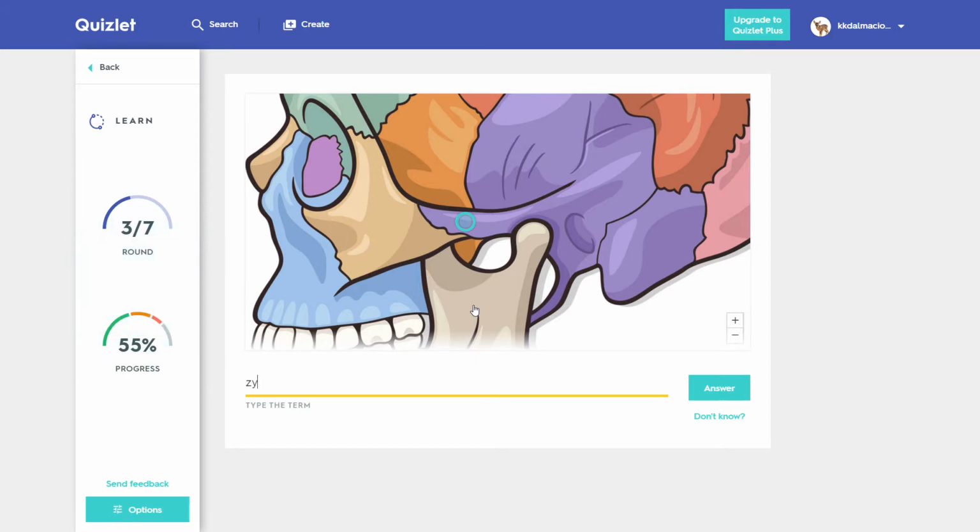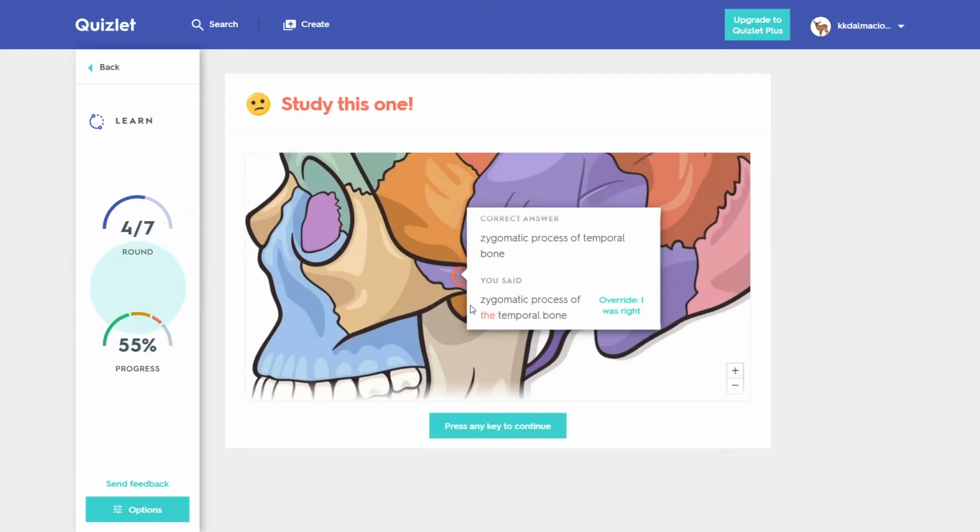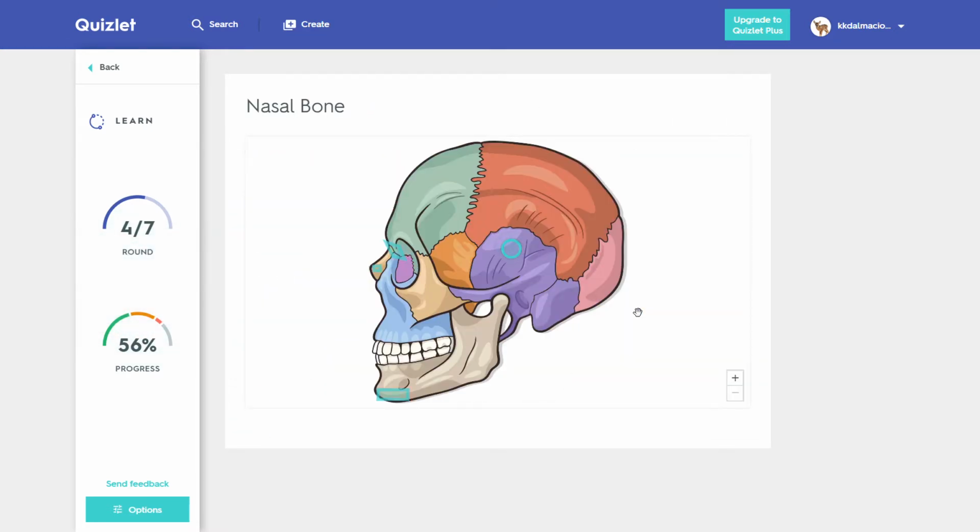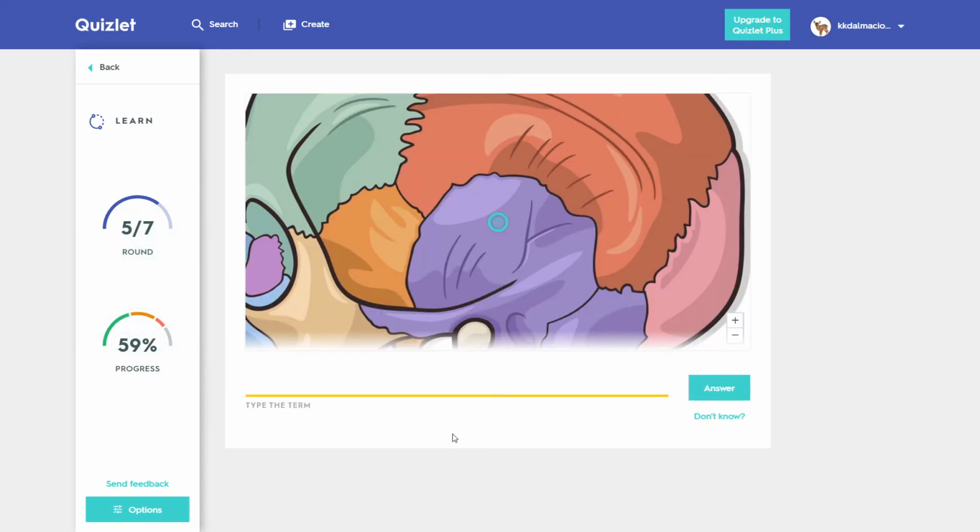Okay. Zygomatic process of the temporal bone. Okay, that is correct. I just put the there. There's nothing wrong with that. Nasal bone. Ooh, it's the frontal nasal suture because it's a line. So nasal bone might be this one poking out right here. Yep. This one is the temporal bone.